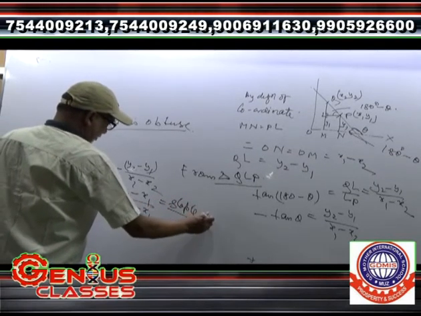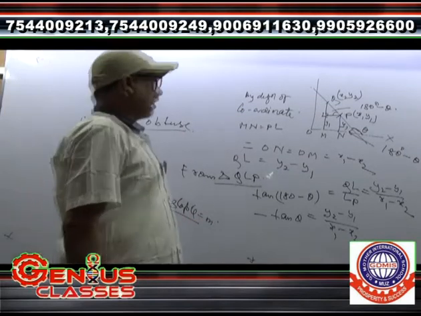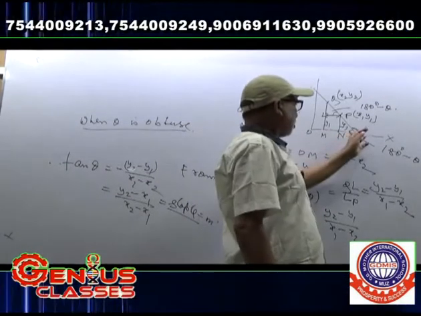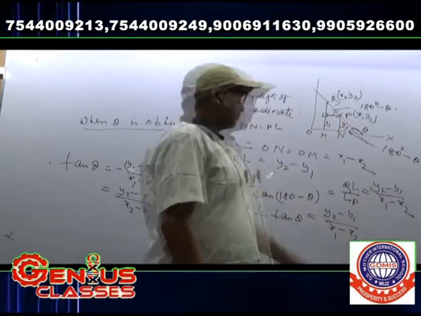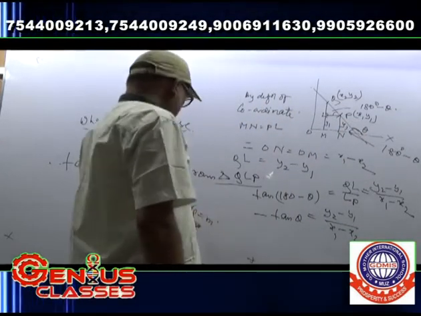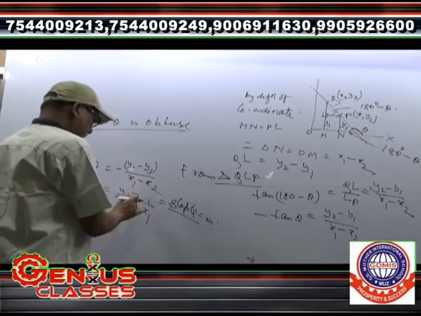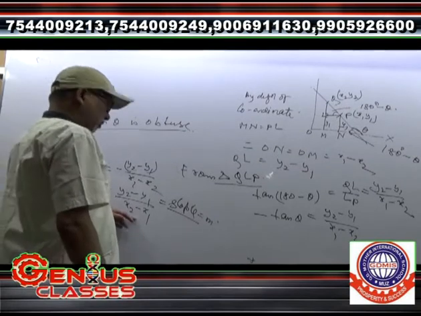So the required slope of the straight line which makes obtuse angle with the positive direction of x-axis. So this denotes the difference in y coordinate by difference in x coordinate.